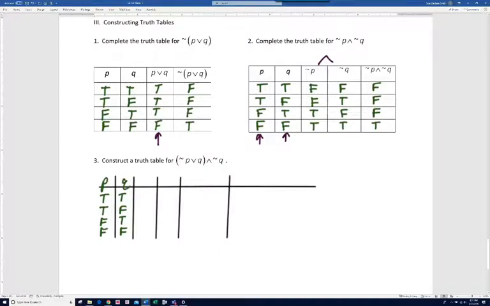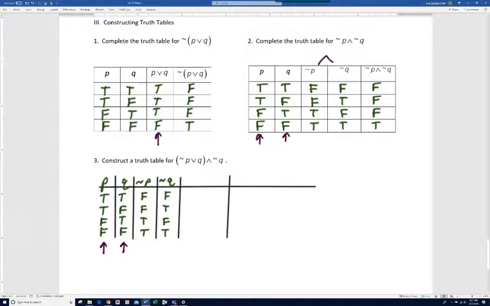Now notice we're going to need not P at some point, and we're also going to be needing not Q. So again, we're building or constructing a table here. We got to do it piece by piece. So not P, well, these are going to have the opposite truth values of what P had. So we're going to have false, false, true, true. And then for not Q, those are going to have the opposite truth values of Q. So it'll be false, true, false, true.